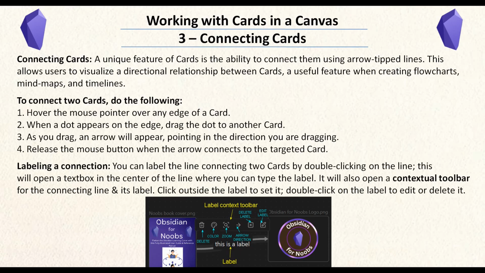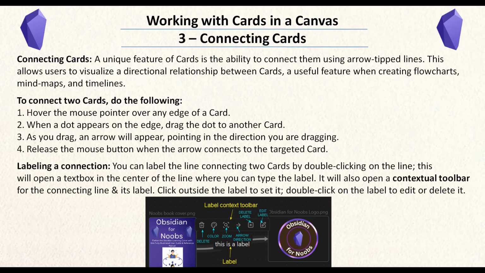To connect two cards, do the following. First, hover the mouse pointer over any edge of a card. A dot will appear on the edge. Drag that dot to another card. As you drag, an arrow will appear, pointing in the direction you are dragging. When you release the mouse button, the arrow connects to the targeted card, as you can see in the diagram at the bottom. You can see this gray arrow going from the book cover to my logo.